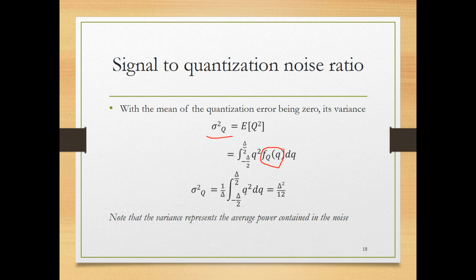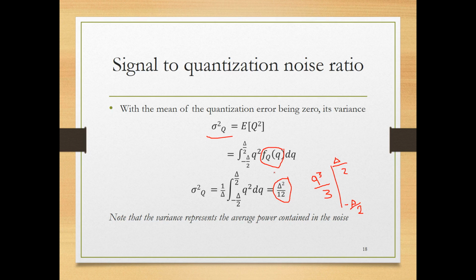And after you substitute the values from minus delta over 2 till delta over 2, the integration of Q square is equal to Q cube over 3, and you substitute the values from minus delta over 2 to delta over 2. When you substitute these values and subtract them from each other, you will get this answer. What does this answer represent? This represents the variance of the quantization noise, which is equal to the power.